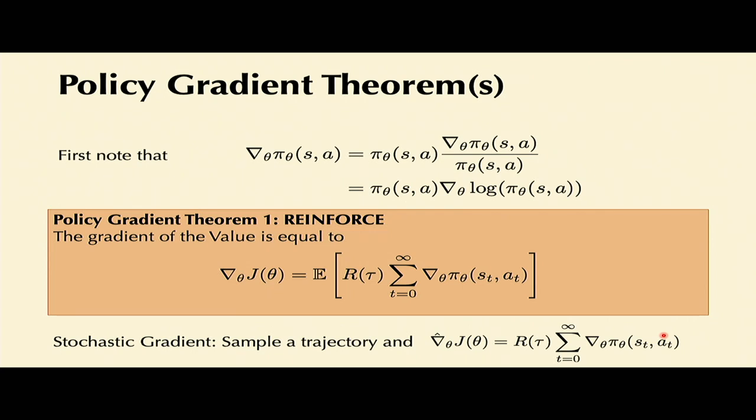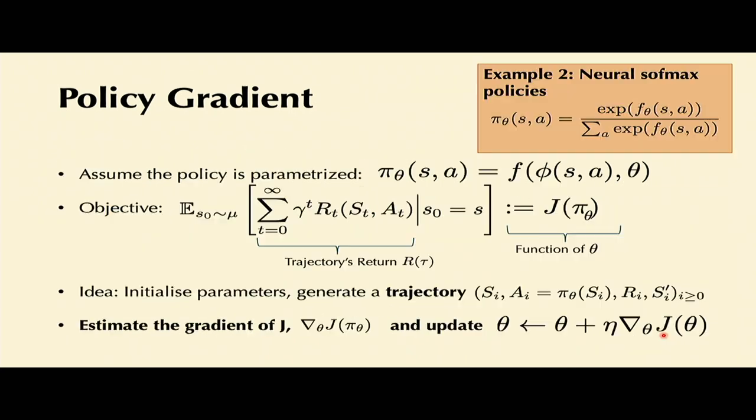Okay, so how do we compute the gradient of a function that looks like this, where theta appears in every single action and every single next state depends on my previous action? We have a long, complex, random sequence that all depends on theta. So how do we compute a gradient for this?